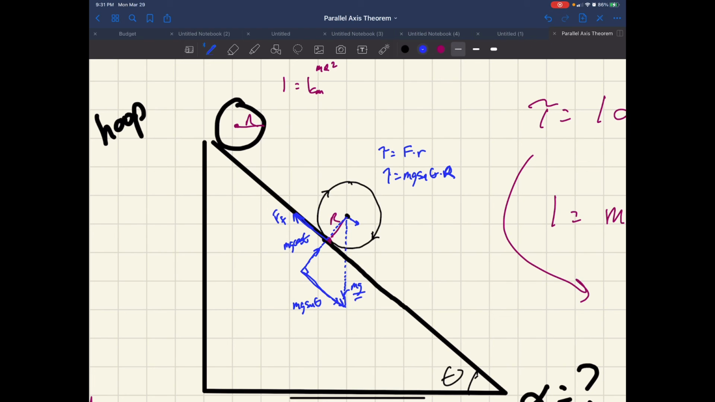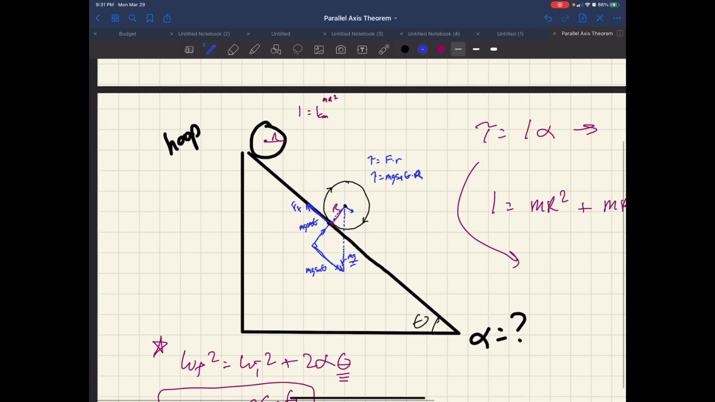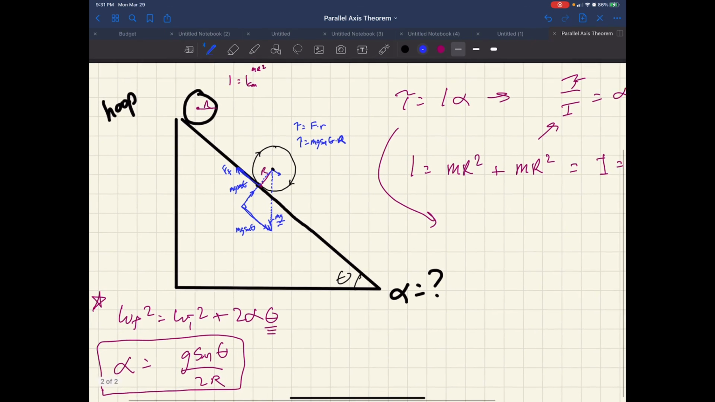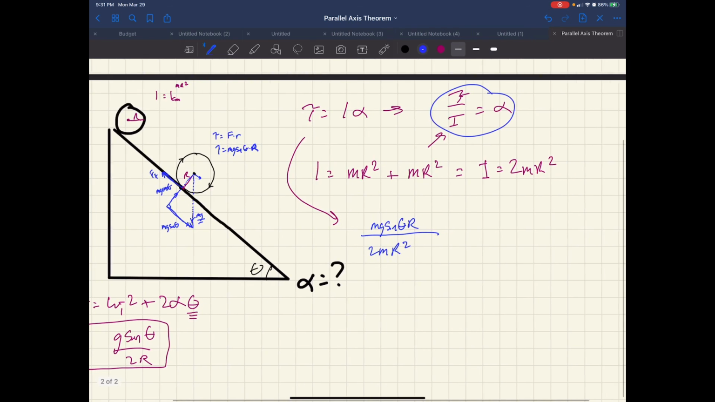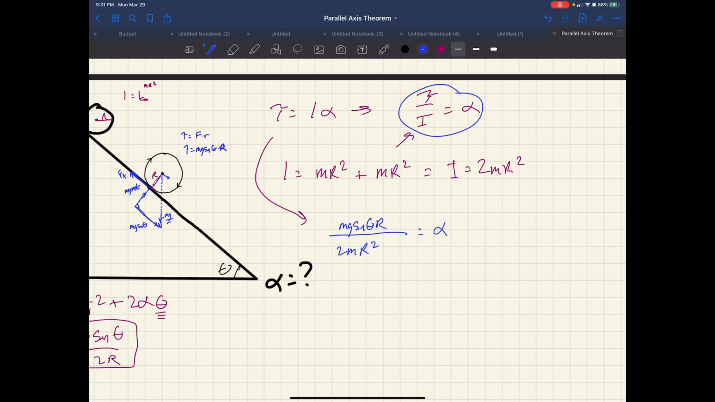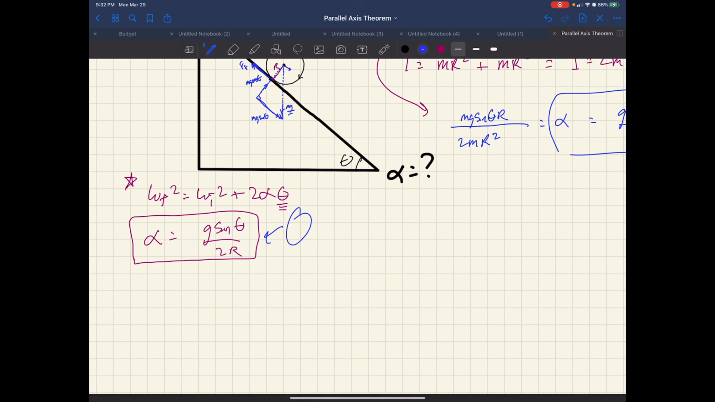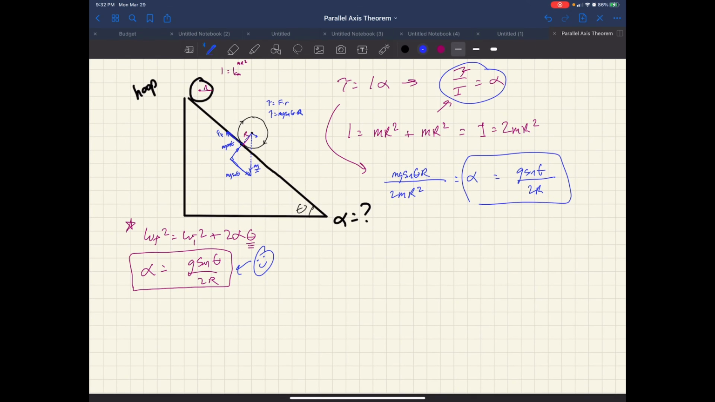Again, this is not obvious, which is why we didn't go this route the other day. We used the omega f squared route. That was way easier. But now we can combine these two ideas. We're going back to here. So mg sine theta r is the torque, over 2mr squared is the moment of inertia, and that is equal to alpha. And so we end up with g sine theta all over 2r, and that is exactly what we wanted to get right there. So that makes us happy.